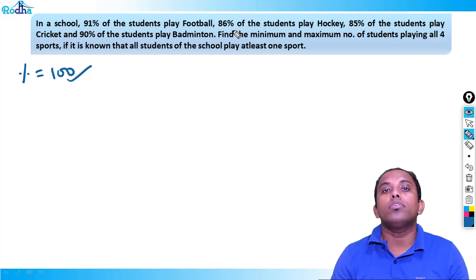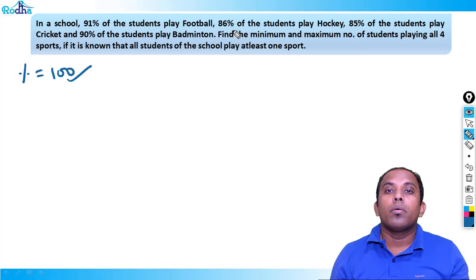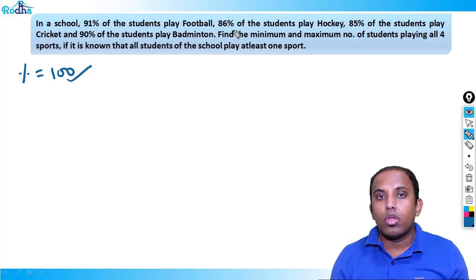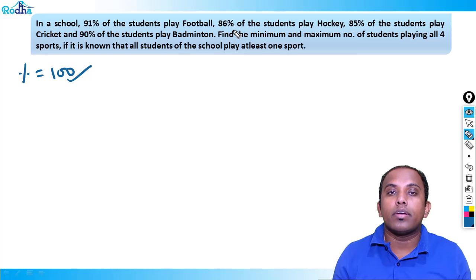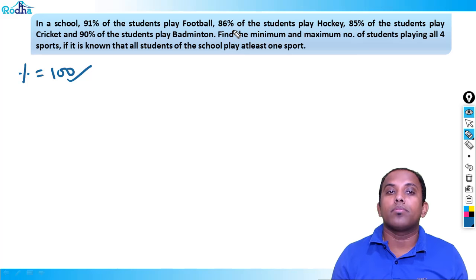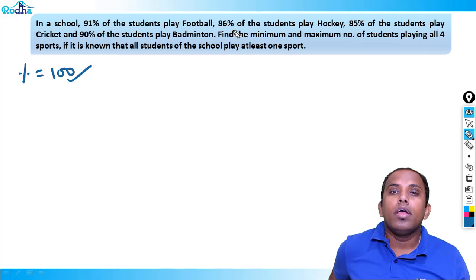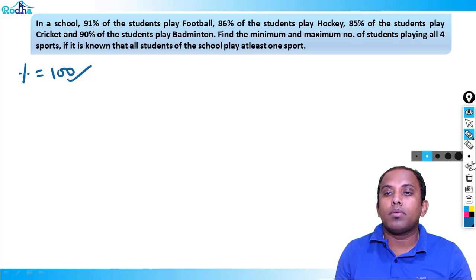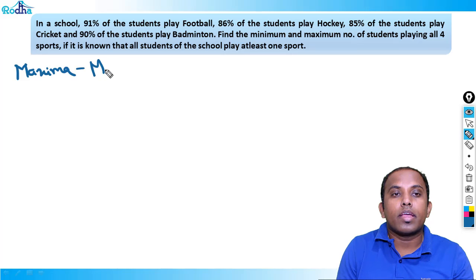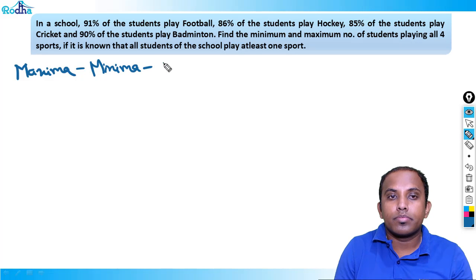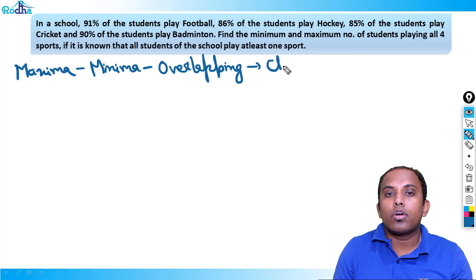And there's no point making a Venn diagram also, because we don't know the combination of people playing football and hockey both, or football, hockey, badminton and cricket all four, or any three, football, badminton, cricket. We don't have those numbers here. So no point making a Venn diagram. Straight away, it's a case of overlapping, so it's a case of maxima, minima. So simply jump onto this chocolate distribution concept.